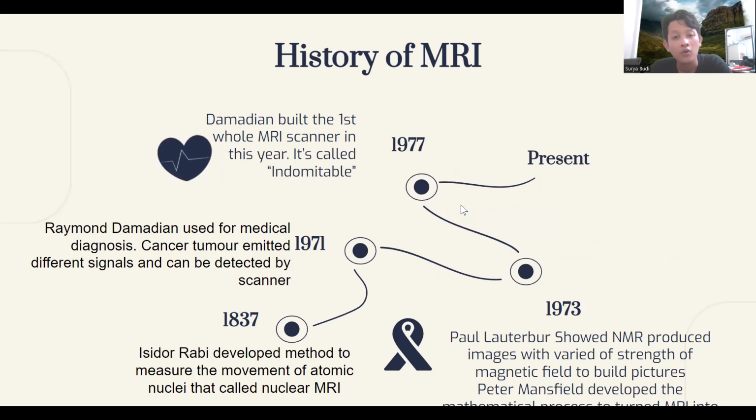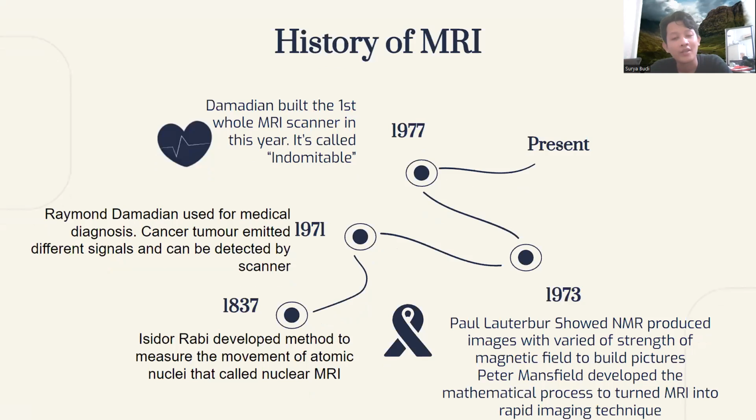of atomic nuclei, which is called nuclear magnetic resonance. Then in 1971, Raymond Damadian used it for medical diagnosis, showing that cancer tumors emit a different signal that can be detected by the scanner. Then in 1973, Paul Lauterbur showed NMR could produce images with a variety of strengths of magnetic field to build a picture. Then Peter Mansfield developed the practical process to turn MRI into a rapid imaging technique.